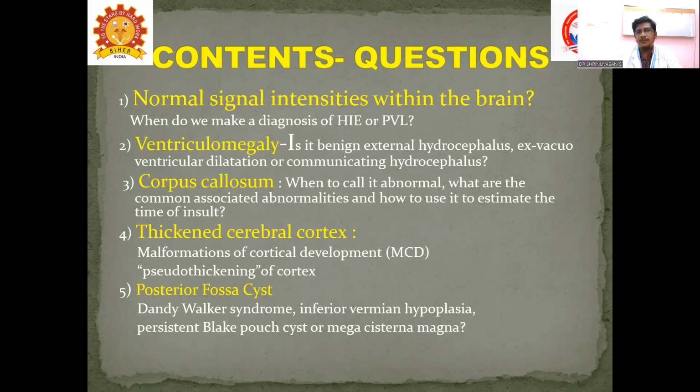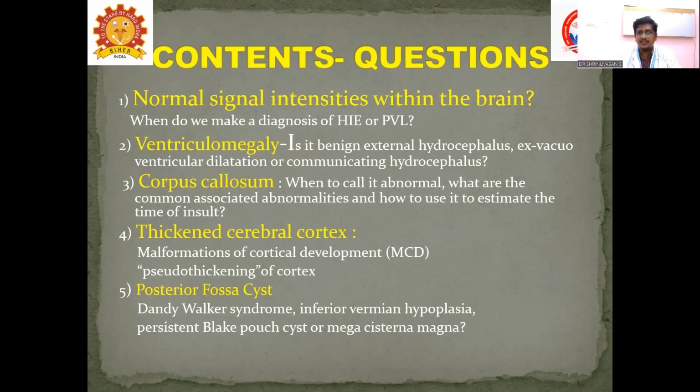Then think about the corpus callosum. So the 5 questions: the first question is about normal signal intensities. Then we are dealing with ventriculomegaly. Then the corpus callosum. So what is the corpus callosum? The third question. That is the white matter band which connects both the cerebral hemispheres. This connecting band we call the corpus callosum.